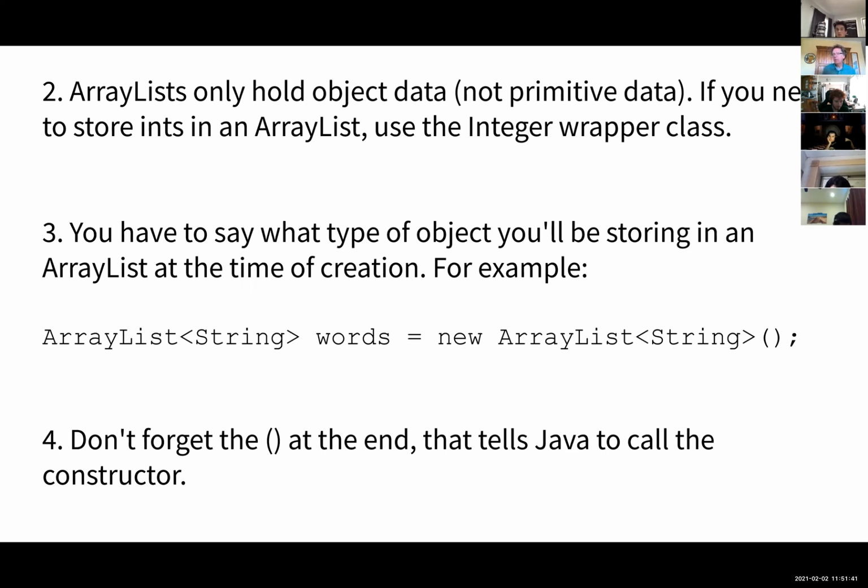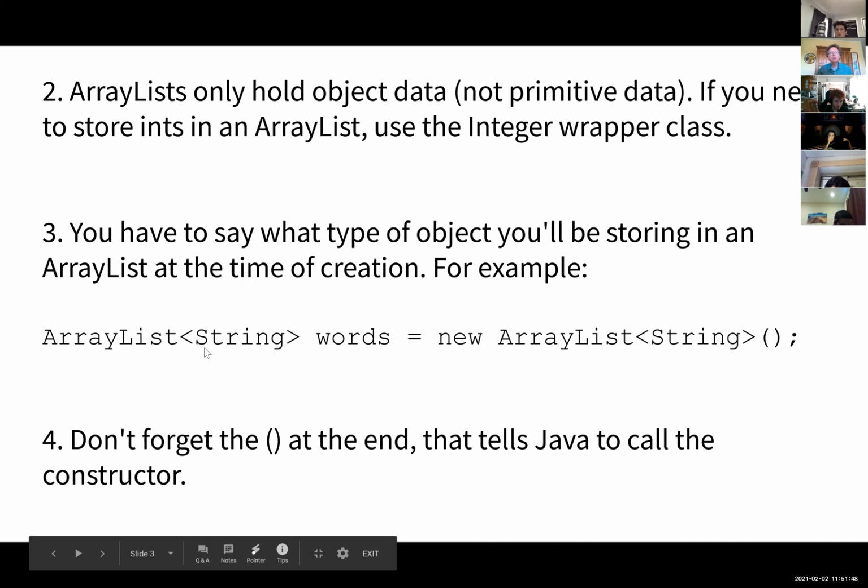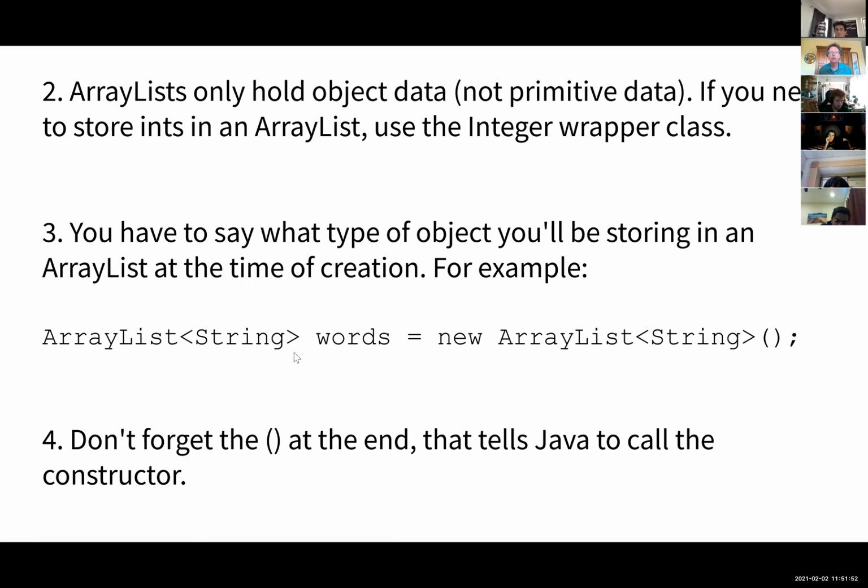Next, you have to say what type of object you'll be storing in an array list when you create it. So you notice I'm showing you right here in the middle of the screen, ArrayList String, you put it between the greater than, less than symbols. On both sides of the equal sign, it may seem repetitive, but that's the way it works. And then don't forget the empty parentheses at the end. That tells Java that you're calling the constructor. There are no arguments, so you're just calling the constructor and it creates a new array list.